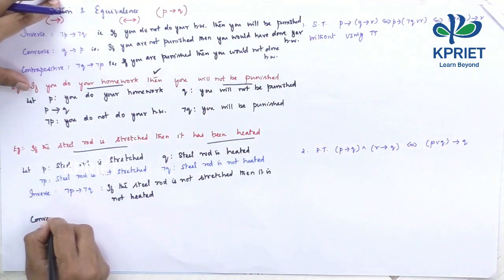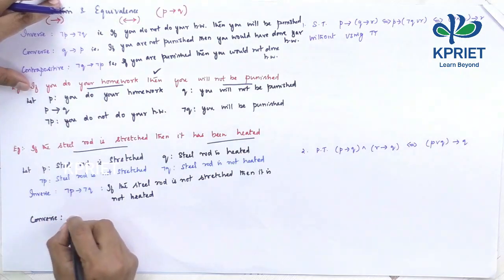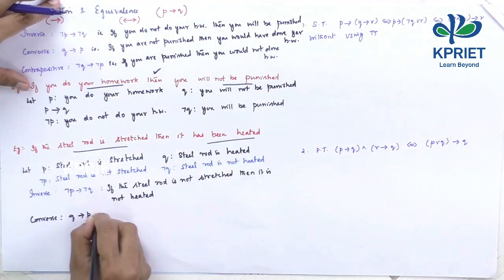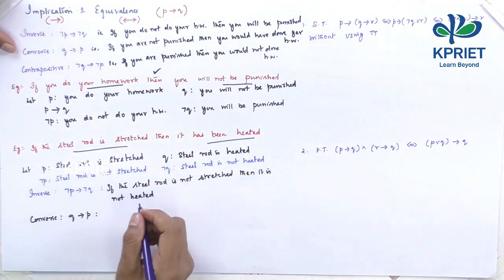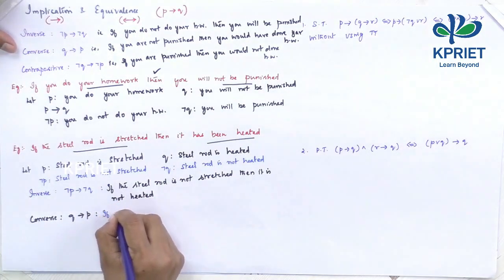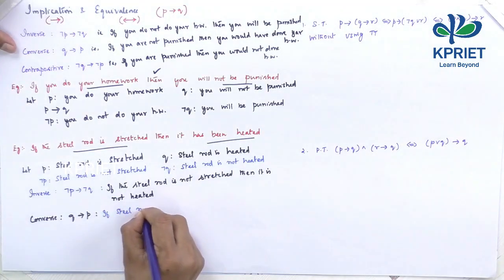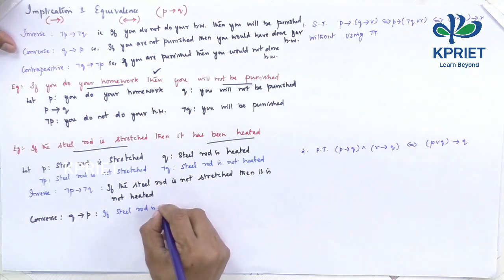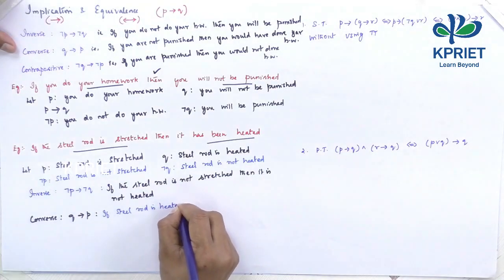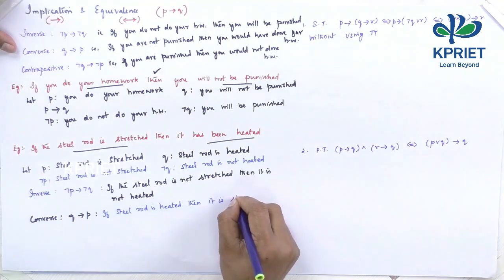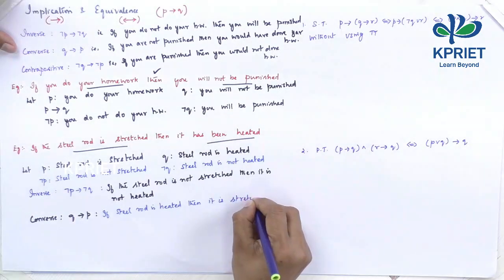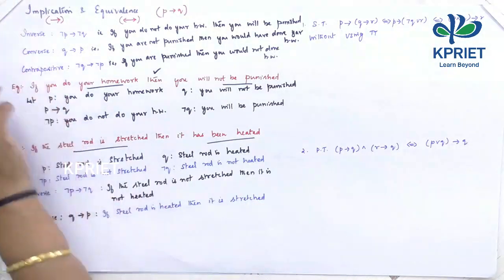And what about the converse statement? Converse is just the reverse, I said. It is Q conditional P. So Q conditional P means: if steel rod is heated, then it is stretched. That is the converse part.